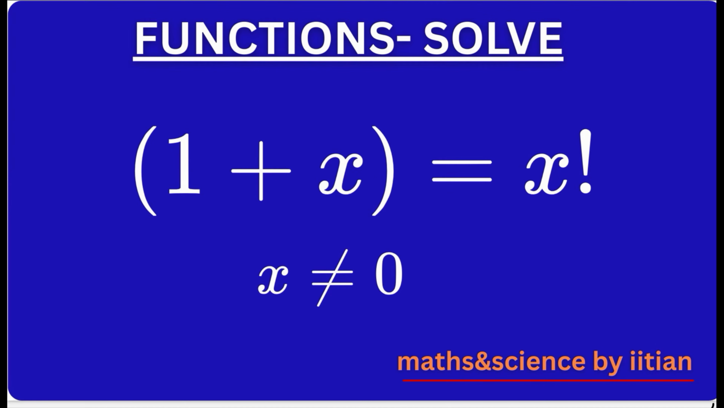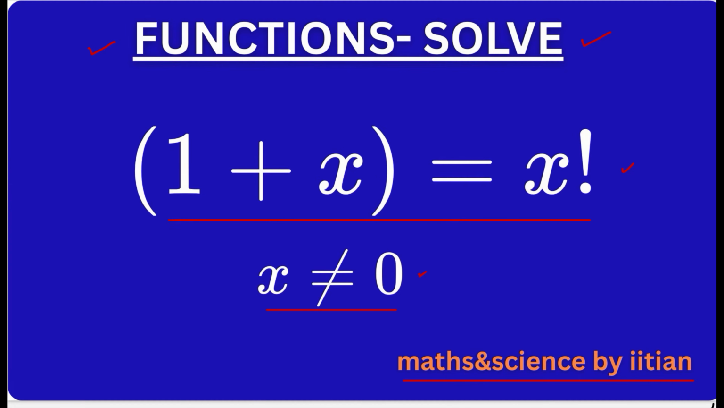In this lecture, I will be taking up a very good example on factorials and the gamma function. Here we have to find x such that 1 plus x is equal to factorial x, and x is not equal to 0. That also we have to take into consideration. By putting x equal to 0, you can get the solution x equal to 0, but we are not interested in the solution x equal to 0.